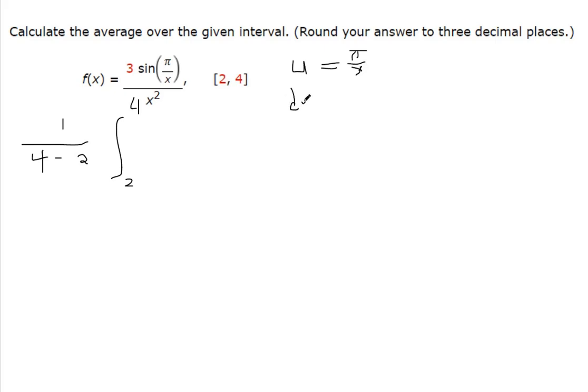Du would be, sorry, my mouse is terrible here. Du, then this is x to the negative first, so the negative 1 would come down and multiply, and then the power would get reduced by 1, so that'd be x to the negative second, or in other words, negative pi over x squared, which is what we have in the denominator. So we can let this be u, and then this is going to be du.